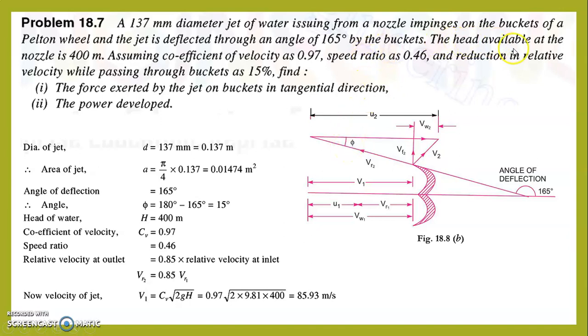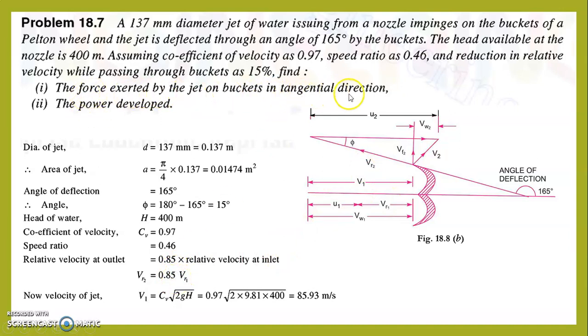The head available at the nozzle is 400 meter. Capital H is given as 400 meter. Assume the coefficient of velocity CV is 0.97 and the speed ratio for calculating U is 0.46. The reduction in the relative velocity is 15%. That is, VR1 is the initial velocity and VR2 is the final velocity. So VR2 is equal to VR1 into 0.85.